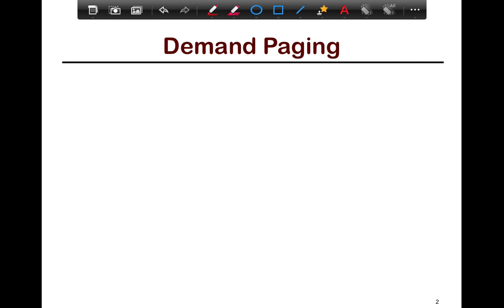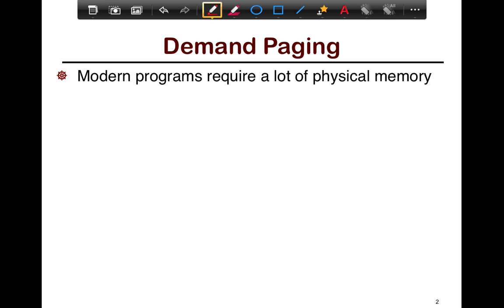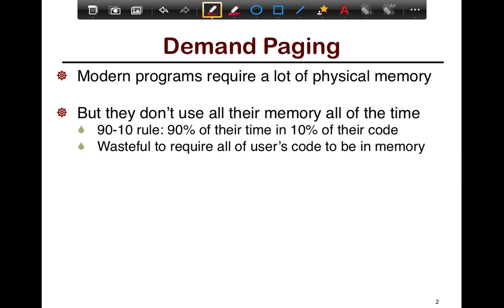So the fundamental idea behind page replacement is this notion of demand paging. We already looked at part of that, I was giving you many hints as part of the talk on virtual memory. So what is demand paging? In general, modern programs require a lot of physical memory, but they don't really use all of their memory all of the time. In systems, there's a 90-10 rule, which says that 90% of the time is spent in 10% of the code. So it's very wasteful to require all of the user's code to be in memory.